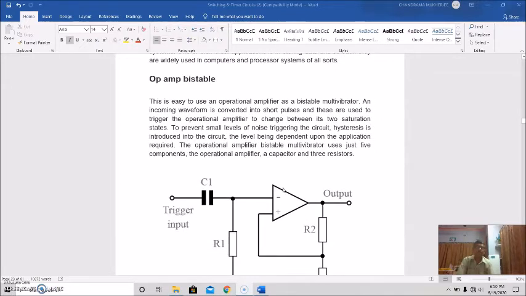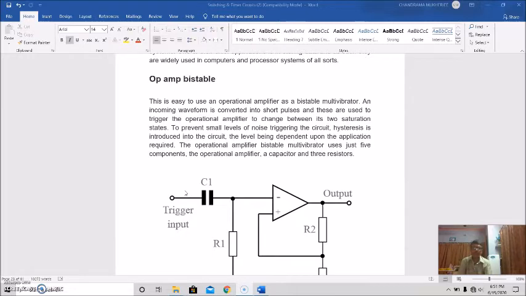So it is very easy to use an op-amp, or operational amplifier, as a bistable multivibrator. The incoming waveform is converted into short pulses, and these are used to trigger the operational amplifier to change between its two saturation states. In our previous discussion on the monostable circuit, we have seen this. To prevent small levels of noise triggering the circuit, hysteresis is introduced.